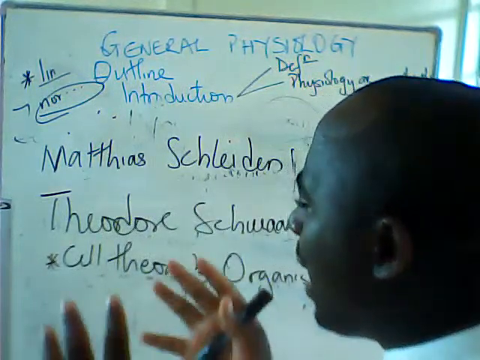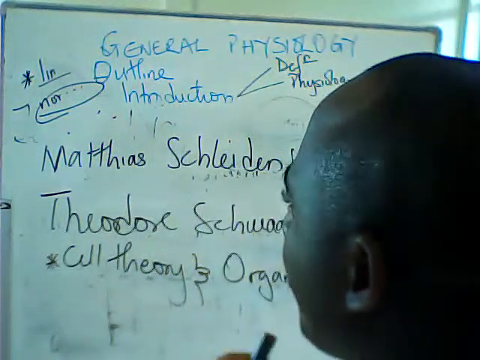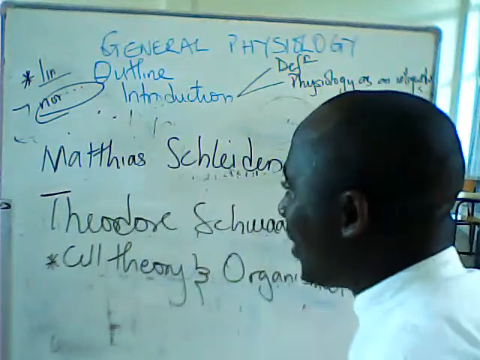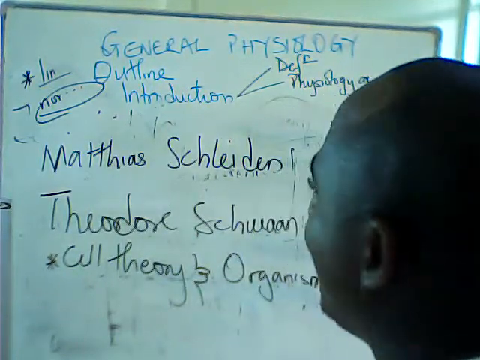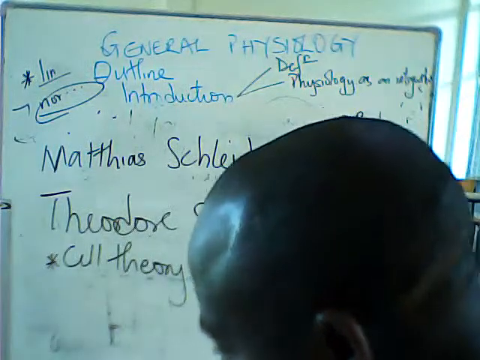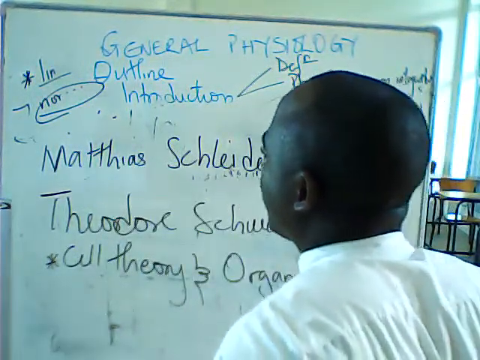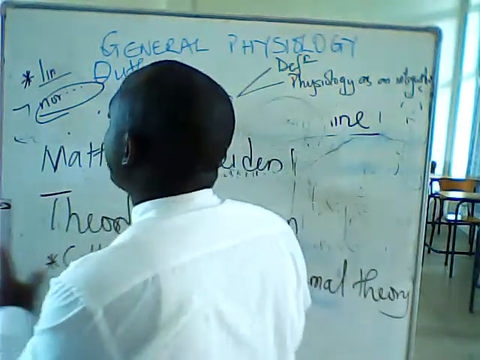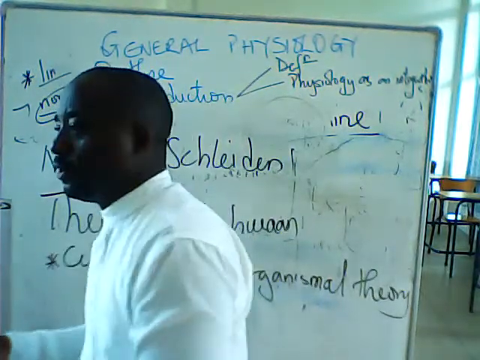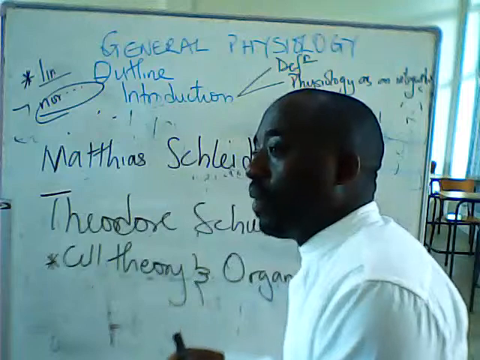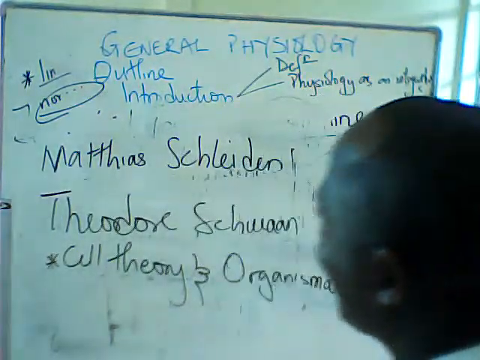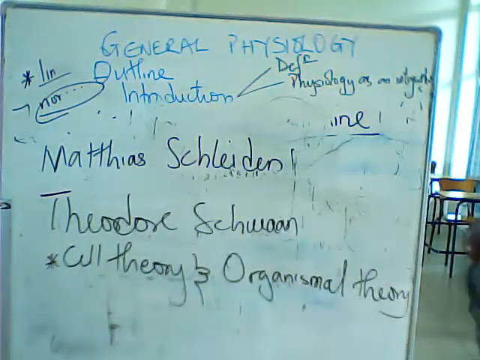You get the point? But then, in the 1800s, Theodore Schwann and Matthias Schleiden brought in the cell theory, that every living organism is made of tiny structures called what? Cells. So the focus was shifted from fluids to cells. You understand? So the focus was shifted from what? From fluids to cells. So that was a huge thing.